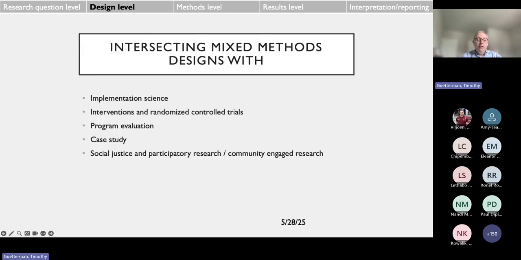So we could think about then doing something that's more complex, if you choose to look at it that way. But the idea is to intersect mixed methods designs with something else, like I mentioned, program evaluation or implementation science or an intervention and so on. And these are just a few examples. All of these types of intersections are building on those core designs that I just talked about, but you're doing it within this larger framework that you're intersecting.